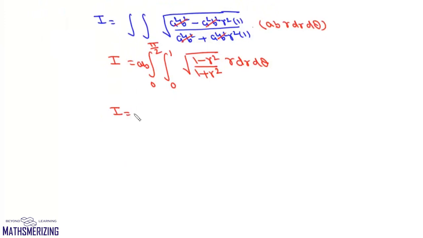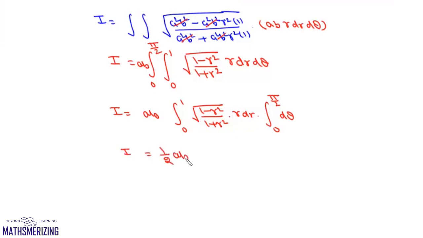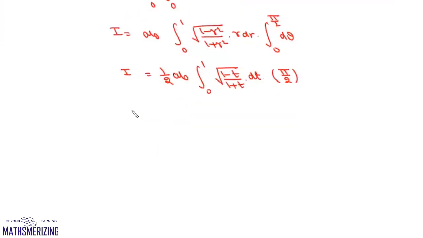Now we can write this integral as ab and then this integral from 0 to 1 of the square root of (1 minus r^2) upon (1 plus r^2), r dr, into the integral from 0 to pi by 2 of d theta. Now in the first one we'll take r^2 as t, then r dr will be dt by 2. So we can write this as I equals 1 by 2 ab, this is from 0 to 1 the square root of (1 minus t) upon (1 plus t) dt, and here the integral of d theta will be pi by 2. So this integral will be pi by 4 ab, and then this integral from 0 to 1.